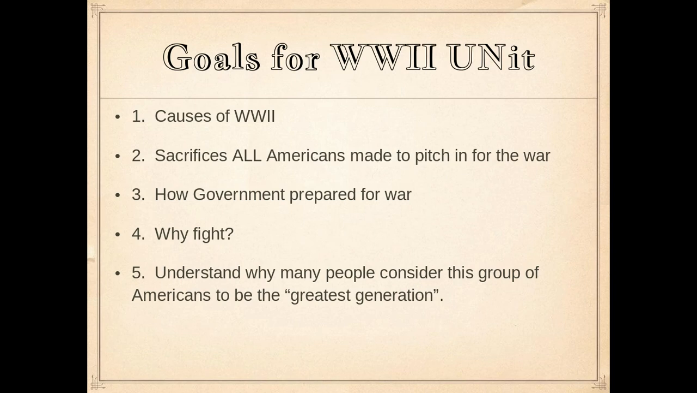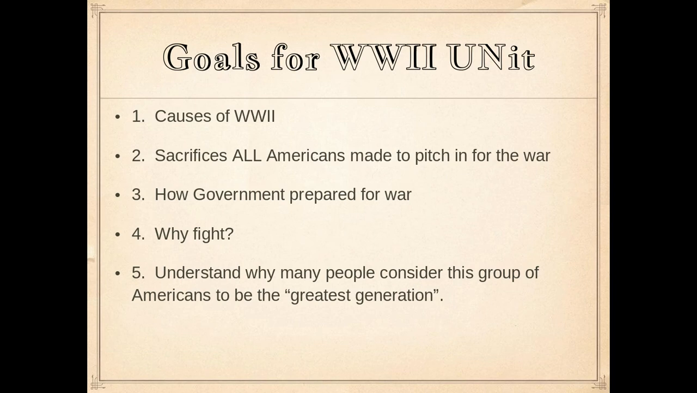What can you do as an individual? What can you do as a business? What could the government do to prep for the war, to give our men and women what they needed to fight? Three, how did the government prep for war? As we just talked about, it's basically all about the war. Nothing else matters. Four, probably one of the most important questions, is why fight?